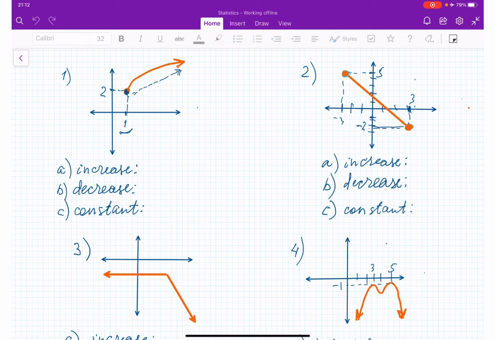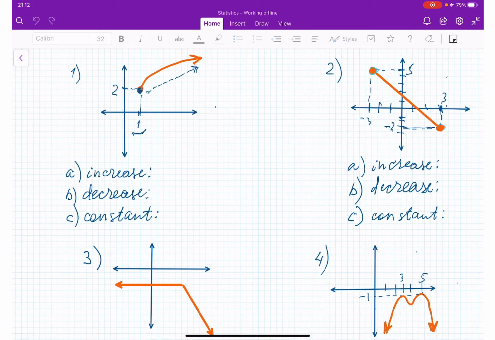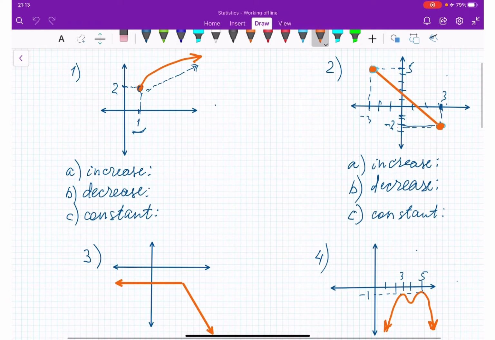Okay, first question. Using this graph, we are going to identify if on any interval the graph is increasing, decreasing, or constant. Okay, let's mention that the graph is starting from this point with coordinate 2 and 1.